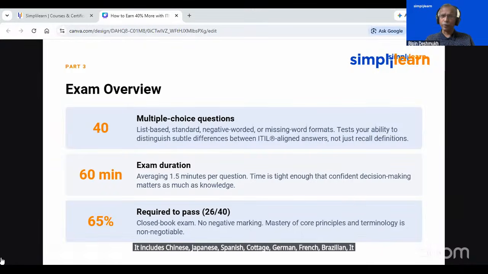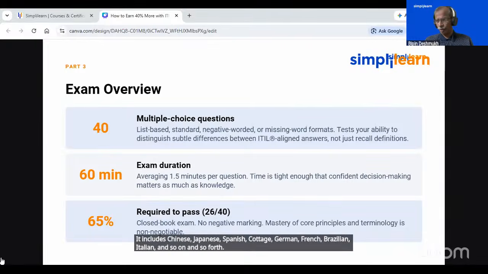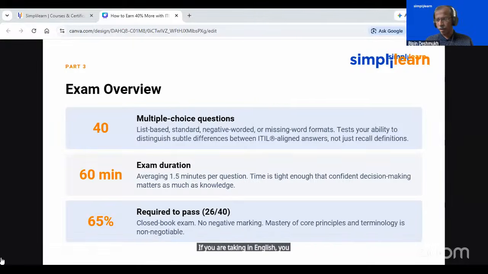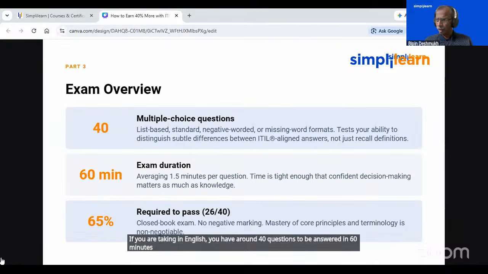You get 25% extra time in all the exams, not only in foundation, but in the higher level exams also. By rule, if you are taking it in English, you have around 40 questions to be answered in 60 minutes. That makes the time management around 90 seconds per question. And there is no negative marking, absolutely. There are no trick questions.